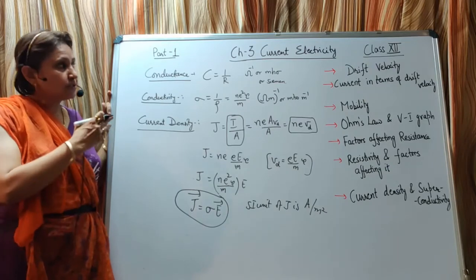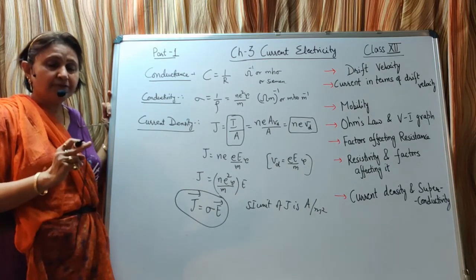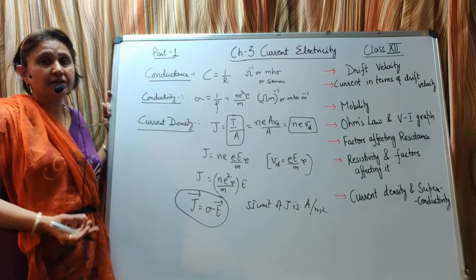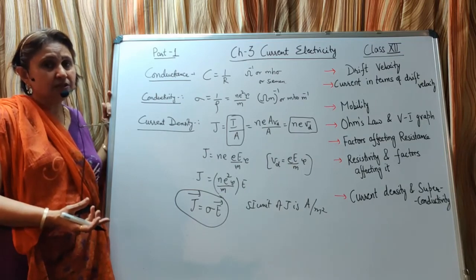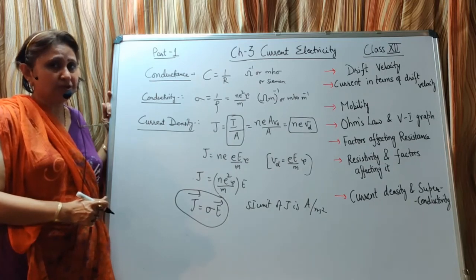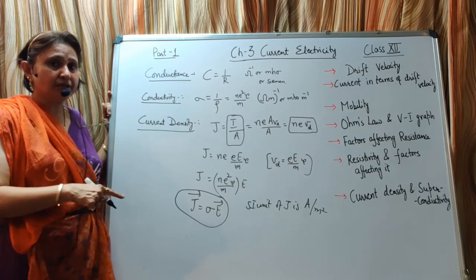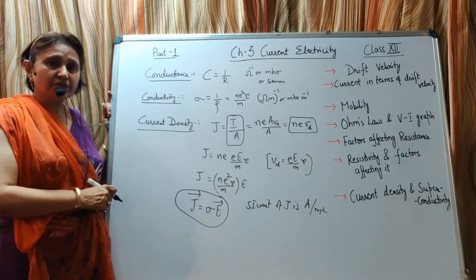Okay, now in the next part, that is part 2, we'll study about the EMF of a cell, the terminal potential difference of a cell, and the internal resistance of a cell. So we'll study about the cells. Okay, also we'll discuss the series and parallel combination of resistances, which has been deleted for this particular year 2021. Okay, but we are going to study it over there.